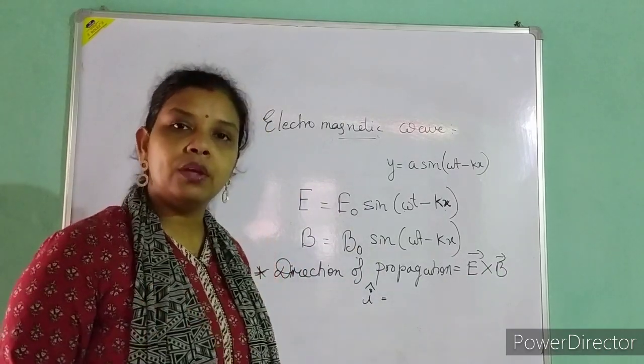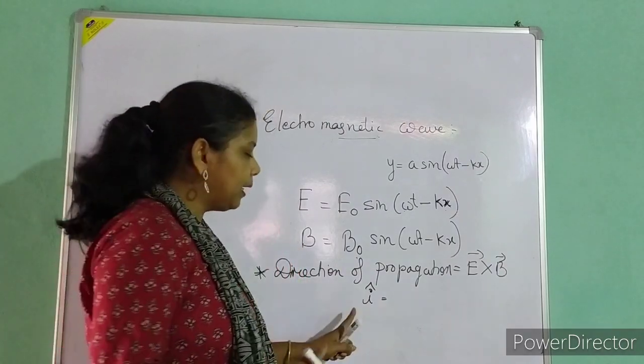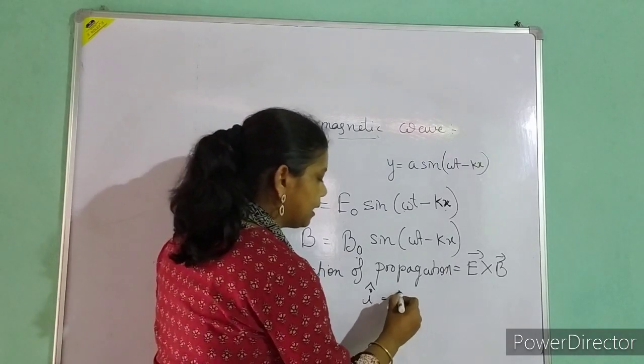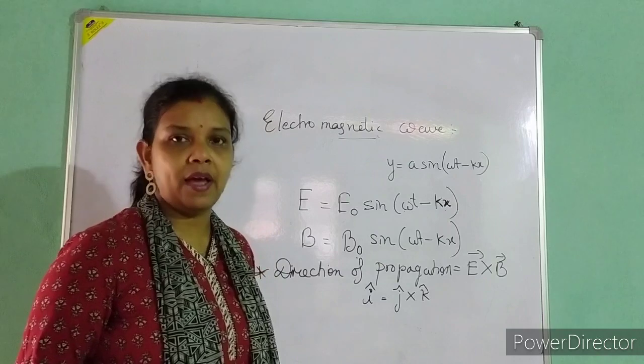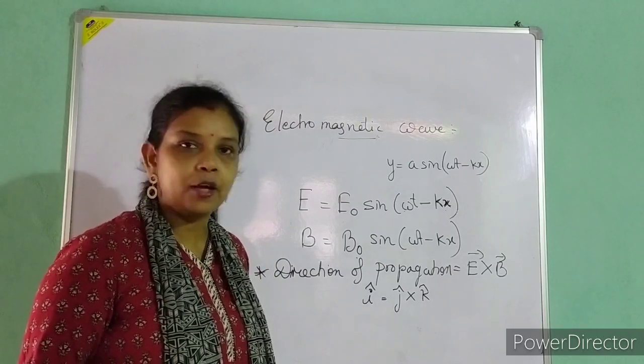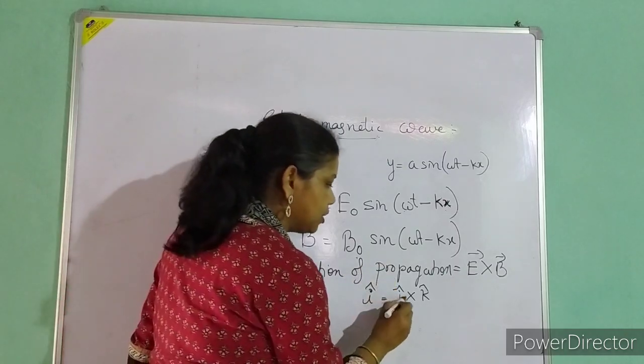If I want to get the unit vector i, that is multiplied by two vectors, what should I get? It means I am getting i. So if I multiply j cross k, then only I will get i. If I multiply k cross j, will I get i? No, I will get minus i. But I need i, so it should be j cross k.